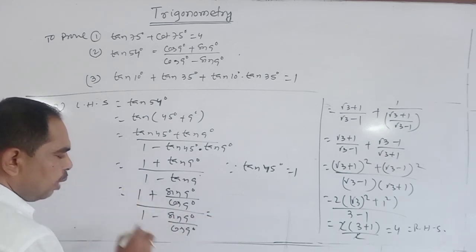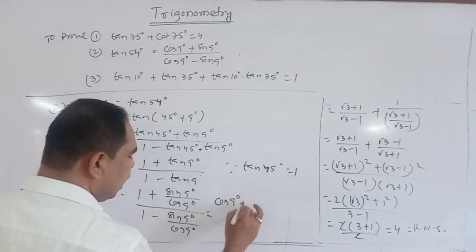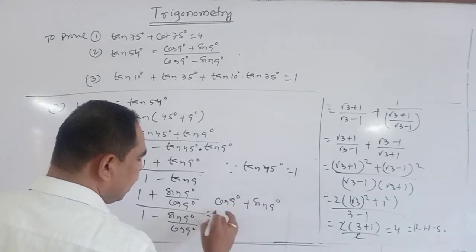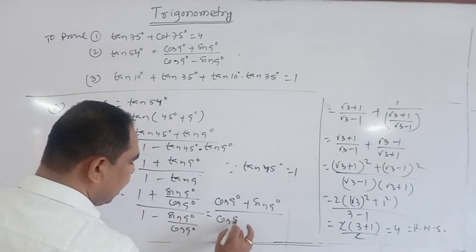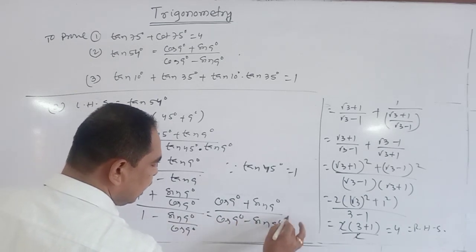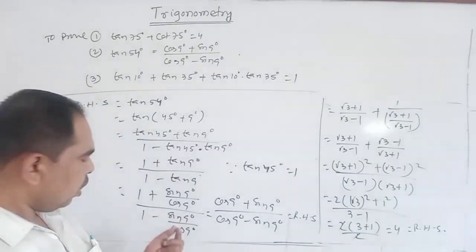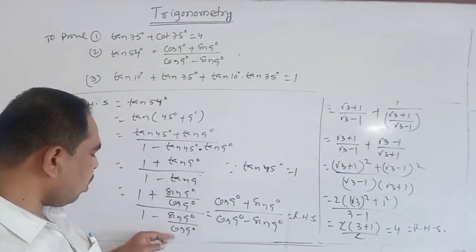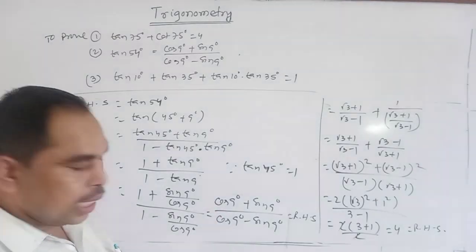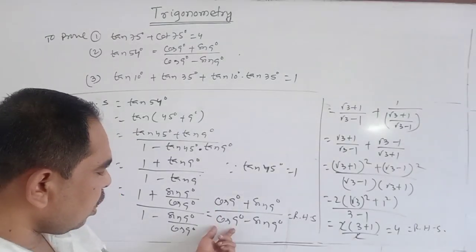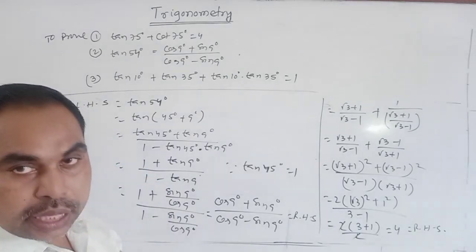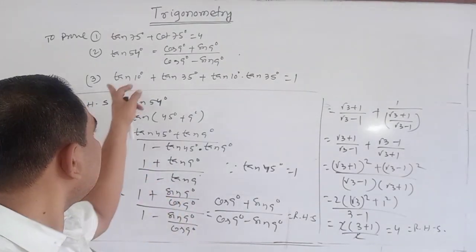So find the LCM. This is cos 9 degree plus sine 9 degree divided by cos 9 degree minus sine 9 degree, which is equal to RHS. Taking the LCM out, cos 9 will cancel. So find the LCM first, then cancel cos 9 degree. We get cos 9 degree plus sin 9 degree divided by cos 9 degree minus sin 9 degree. This is question number 2.